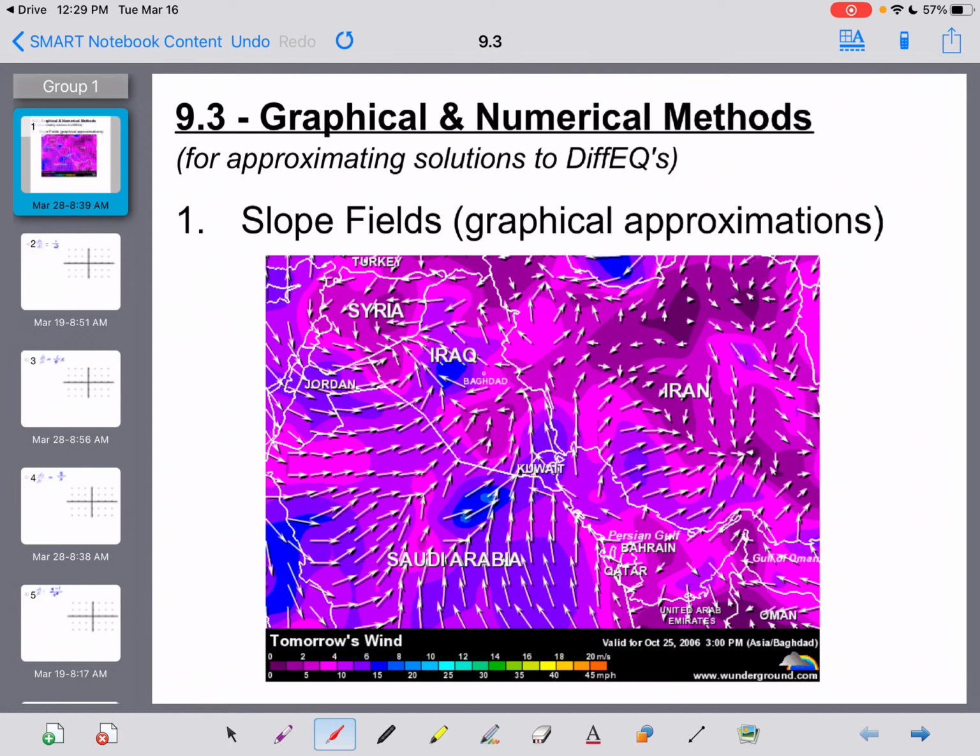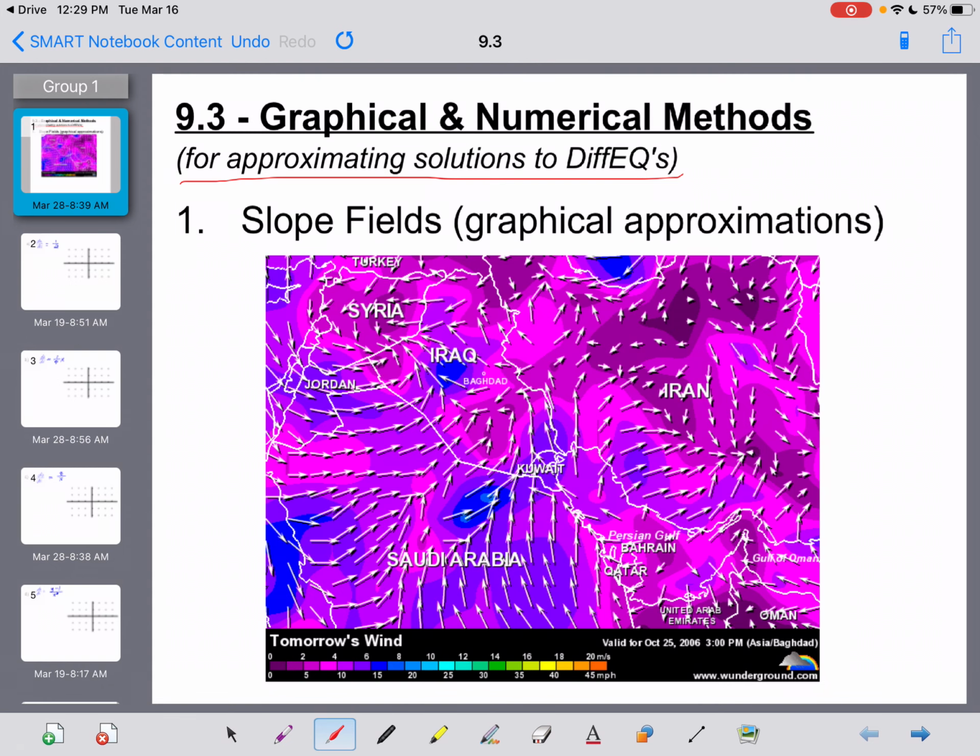All right, guys, last section of the year that we need to cover here is section 9.3, and the title of this is vague. The book itself just calls this graphical and numerical methods, but doesn't actually explain what these are graphical and numerical methods for. So what I've added here is a little bit of an addendum right there. These are methods for approximating solutions to differential equations.